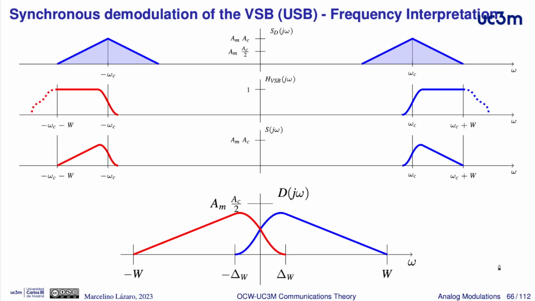This is equivalent to say that this part must be symmetric with this part. And this means that the frequency response of the filter around the carrier frequency must have an odd symmetry to guarantee that this lack here is compensated with this excess here.